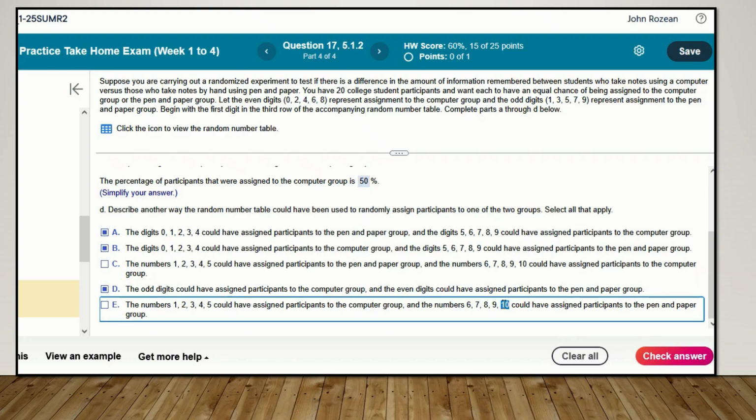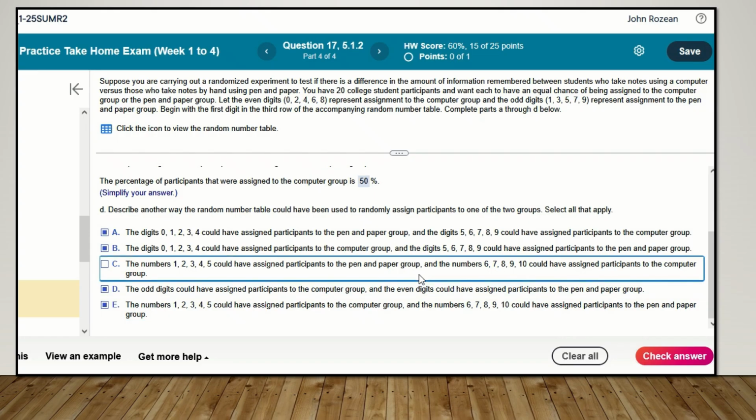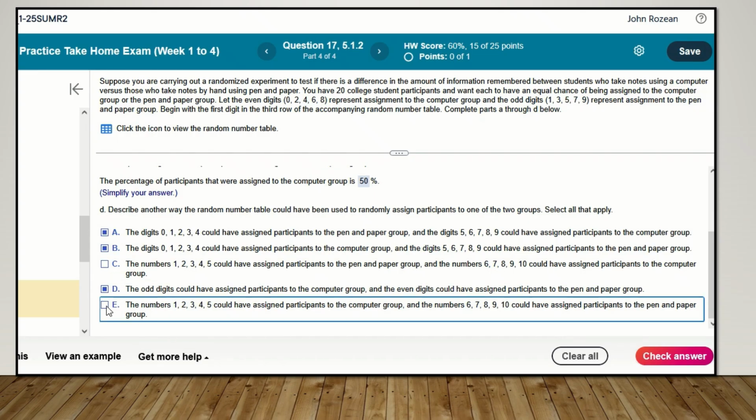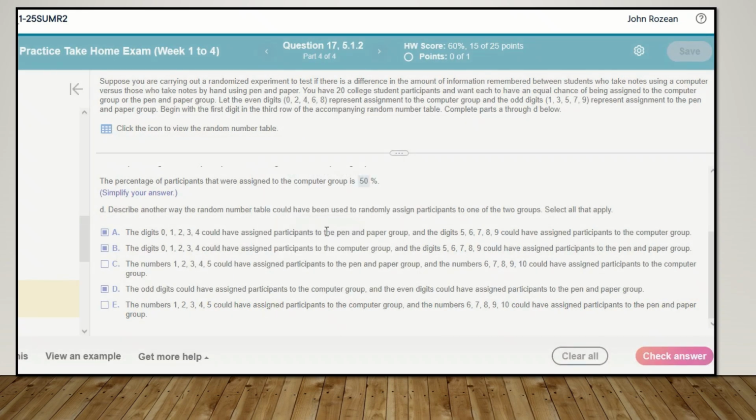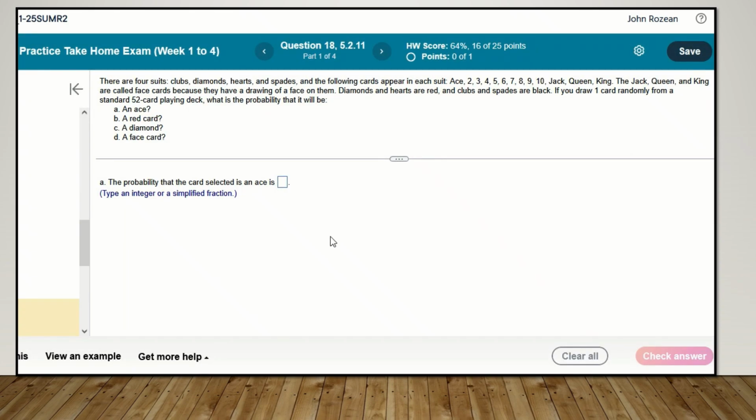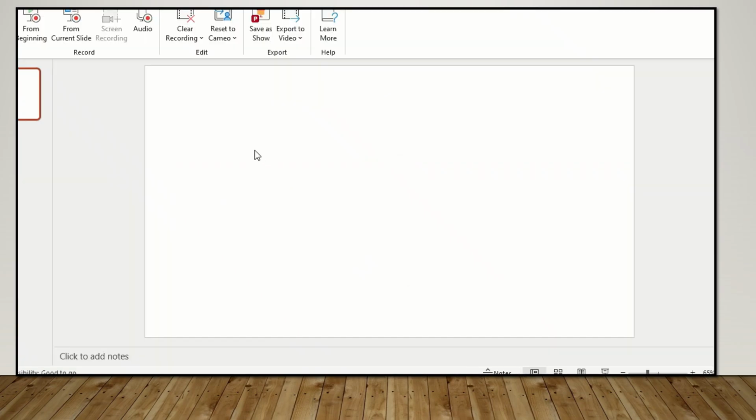Notice this one has the 10 in it. And that should be my answer. Yeah, there we go. Alright, so that's 18. Let me save my stuff so my computer doesn't crash.